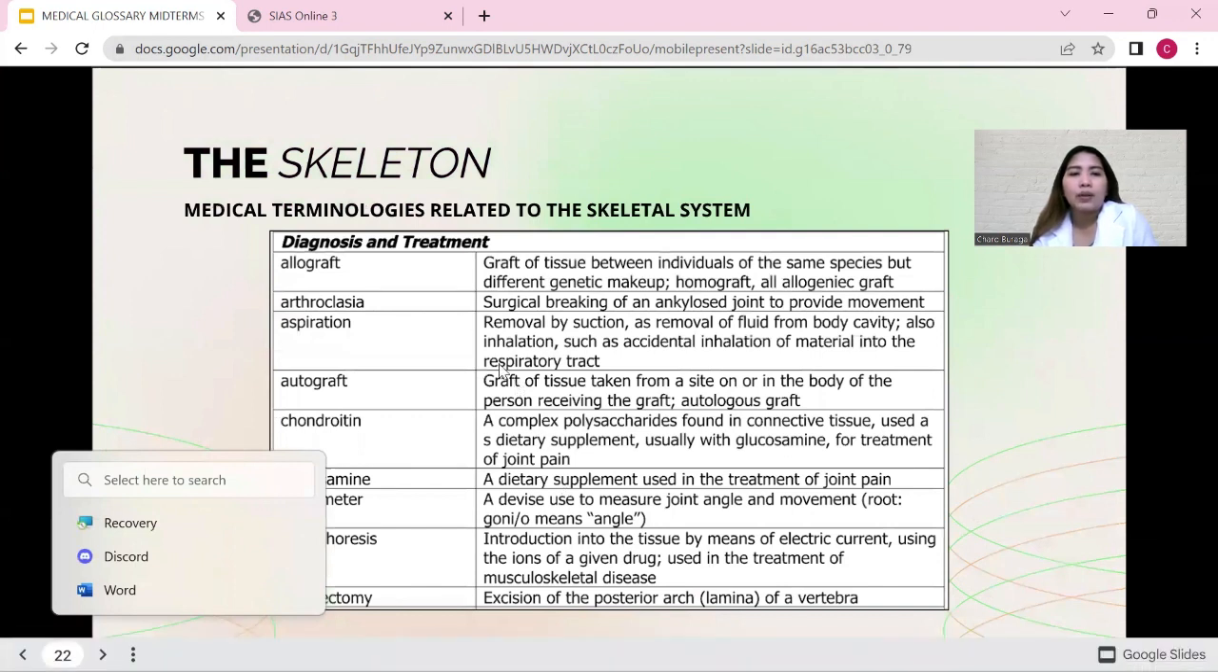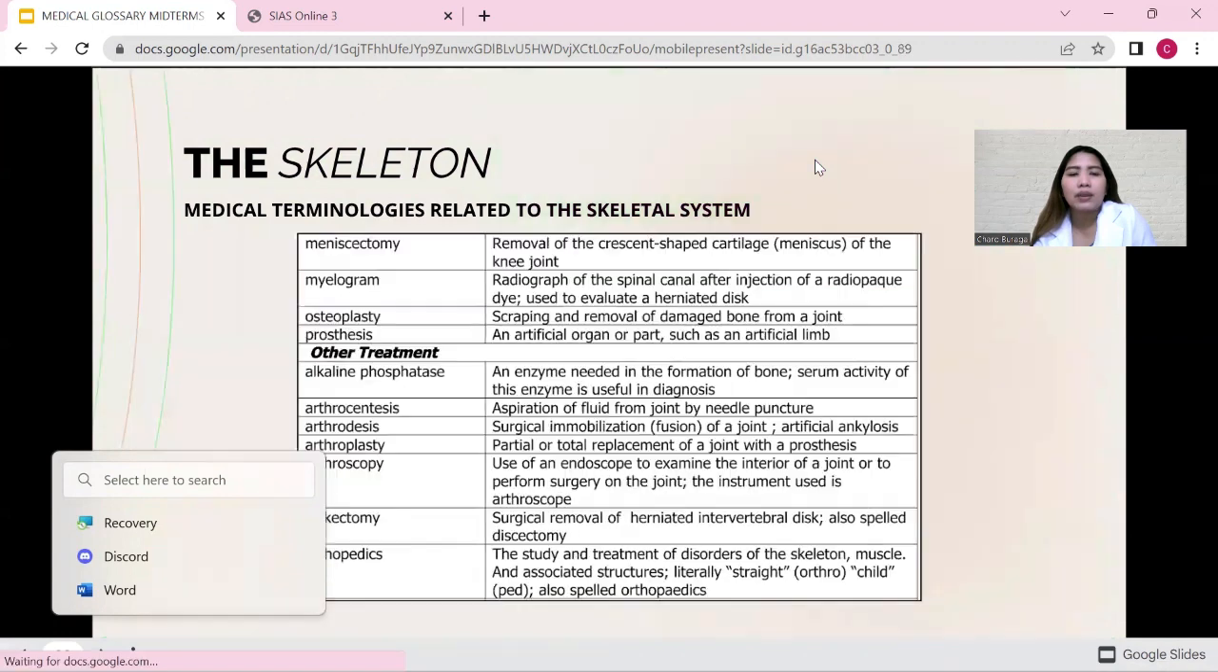Okay, medical terminologies related to the skeletal system. We have this, the allograft.